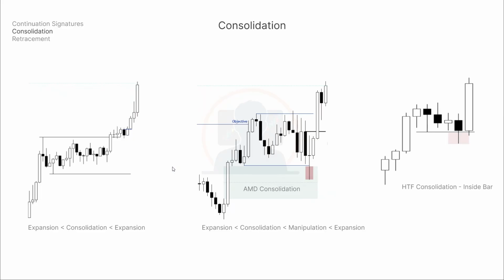We have the consolidation where the market expands away without manipulating the opposite side of the range. And we have a consolidation where the market manipulates the opposite side of the range before expanding. This right here is the AMD consolidation.